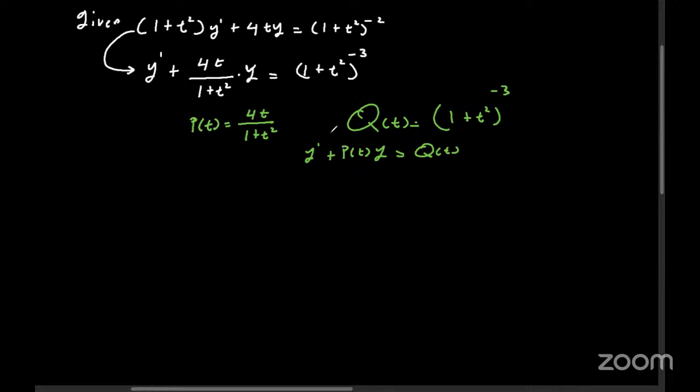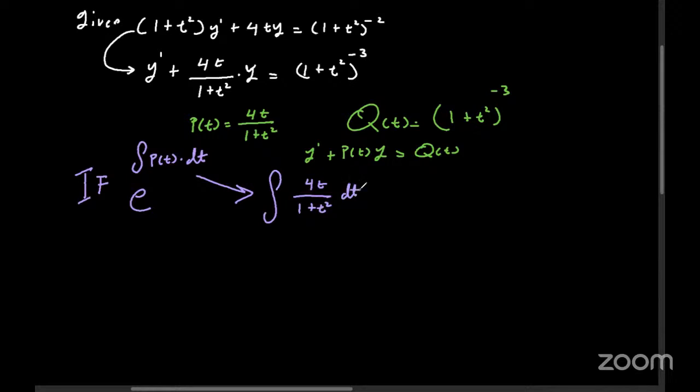Well, this one's a little bit uglier than what we did last time. So now we have to find the integrating factor. The integrating factor in this case is e to the integral of p of t dt. So I need to find what this is. Okay, so let's find what that is. That's the integral of 4t over 1 plus t squared dt.